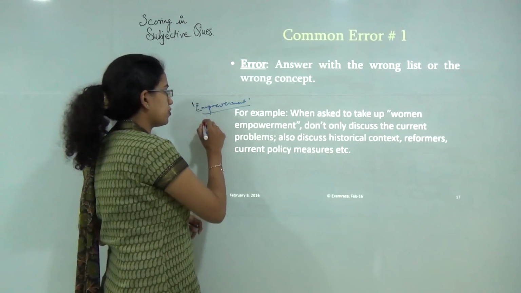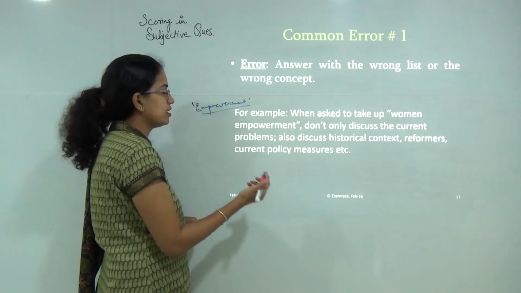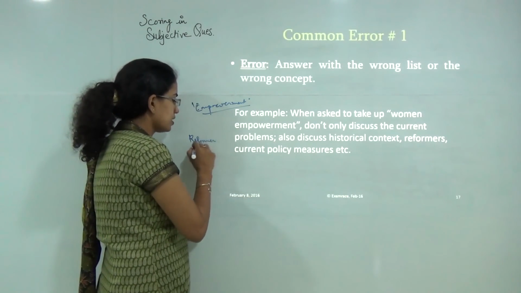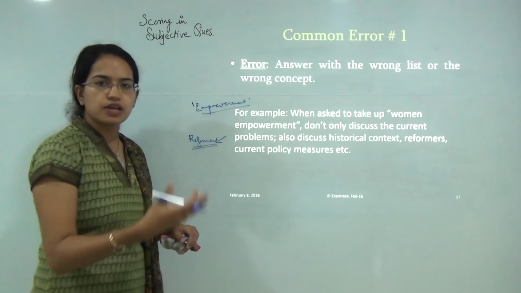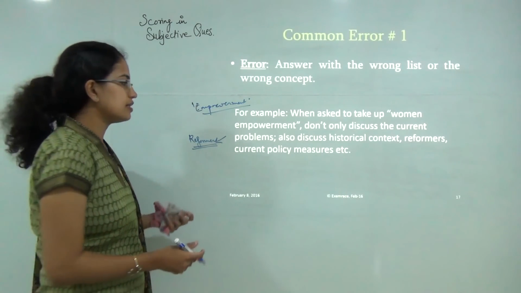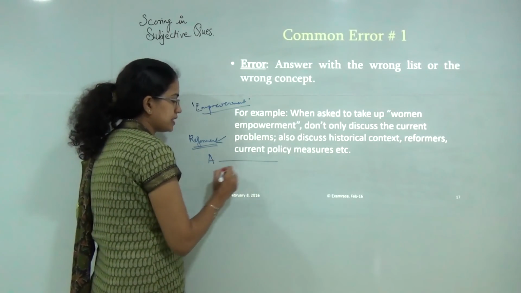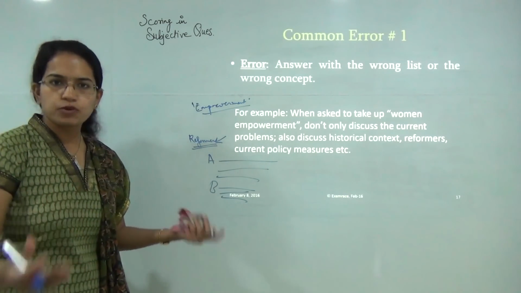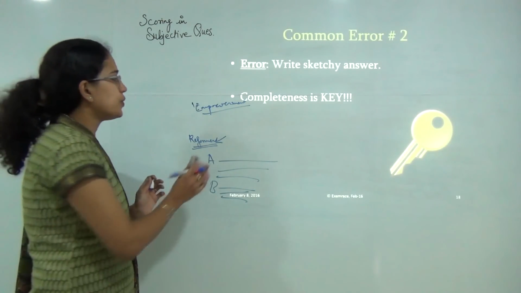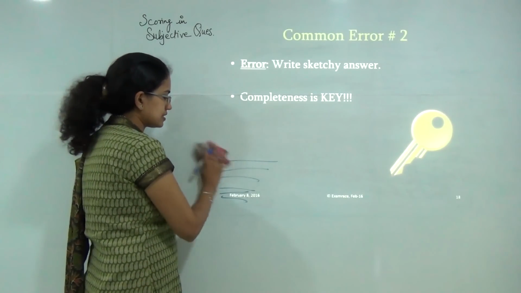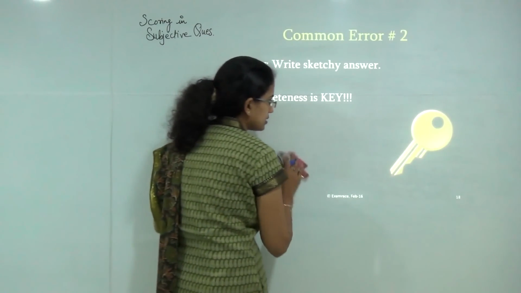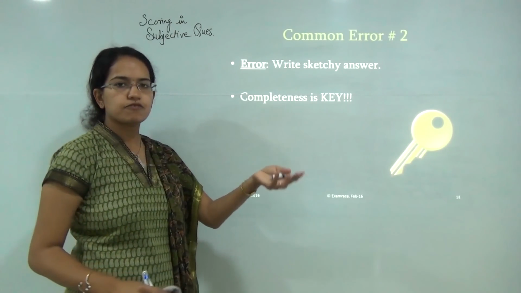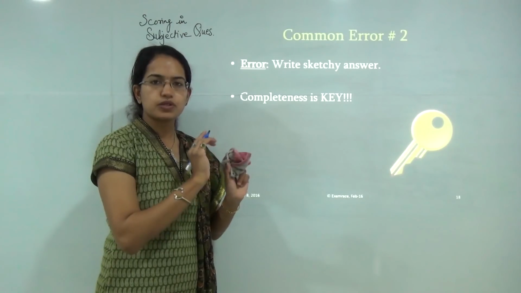So if you are asked about women empowerment, try to mention as much as you can about women empowerment. At the end, you can just mention these were the reformers who provided a lot of efforts for empowering women, rather than starting with one reformer and mentioning a paragraph about it, then starting with a second reformer and mentioning a paragraph about it. That won't land you anywhere. Don't write sketchy answers. Completeness is the key. Try to make your answer complete in itself, so that it gives the examiner a view that you have complete knowledge about this issue.